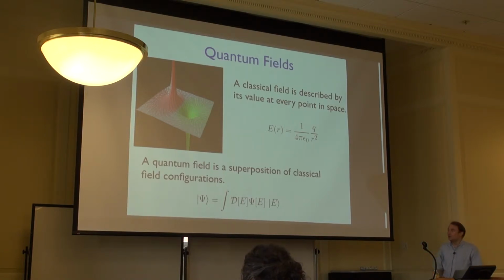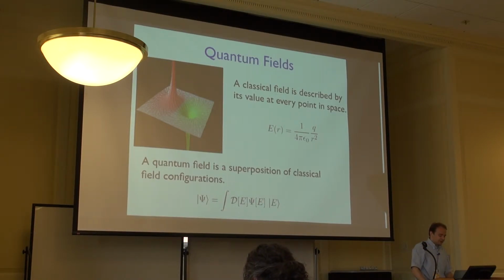So first of all, what are we thinking about with a quantum field theory? So start by thinking about a classical field theory. The classical state of that system is just the field. A classical field is described by its value at every point in space. Here's the field of an isolated charge. We can draw a picture of what the field configuration is.